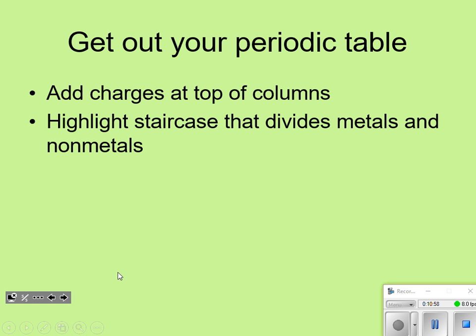Last thing I want you to do is, if you haven't done it already, let's make sure that we highlight that staircase. That divider between metals and nonmetals. And you could just pencil it in a little bit more. But that staircase on the right-hand side that starts between boron and aluminum and works its way down. Let's make sure we indicate that we know that as well.